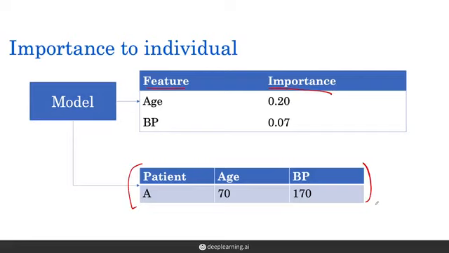model on a patient. We want to know how important the blood pressure was for the prediction of the model on patient A. This particular patient has a blood pressure which is very high, so we might expect that although age is in general more important, on this particular patient, their blood pressure would be driving their risk.